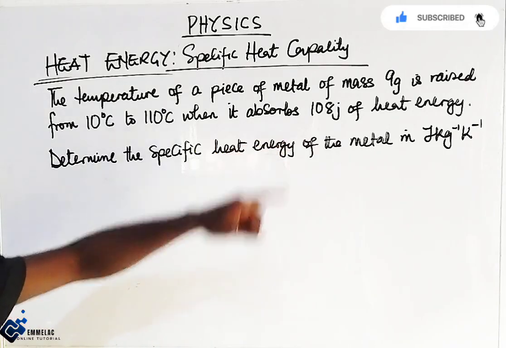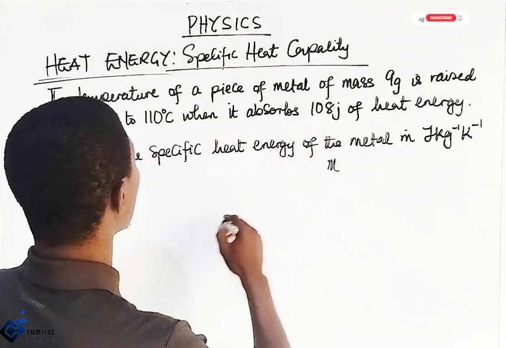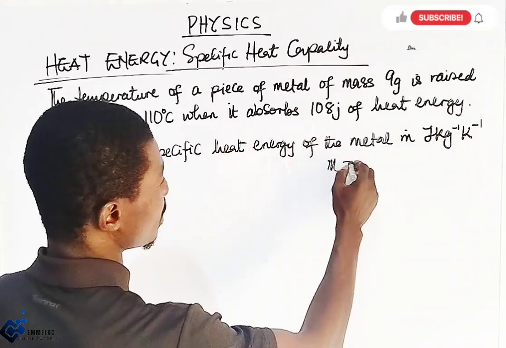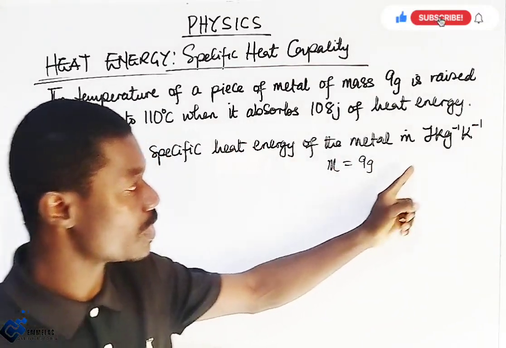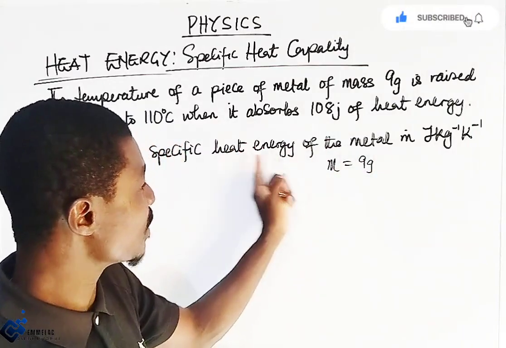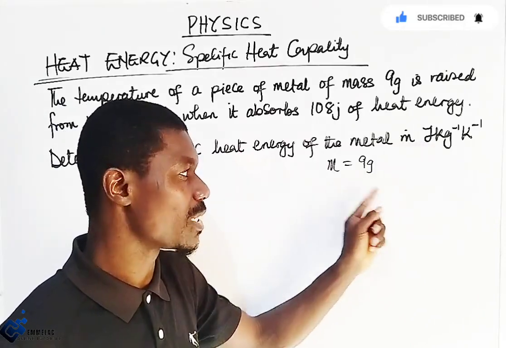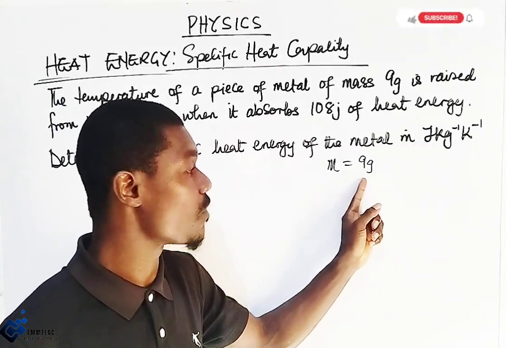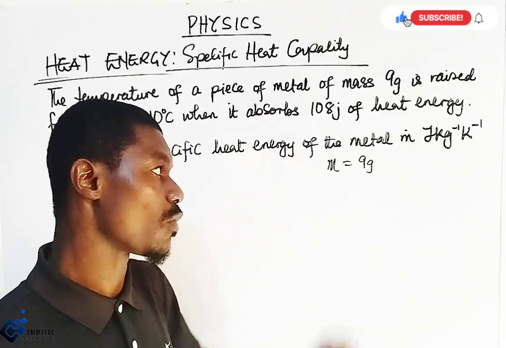Now, we are given that the mass of the piece of metal is 9 gram. Since we are having 9 gram here, take note that we are told to calculate the specific heat energy of the metal in joules per kilogram. Definitely we just need to convert this to kilogram. Now, how do we convert this to kilogram?